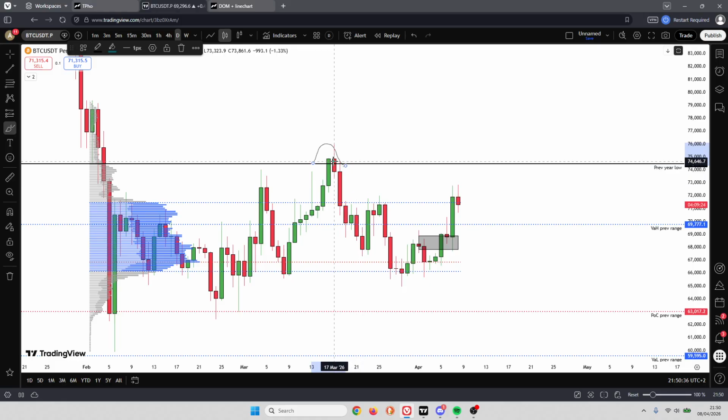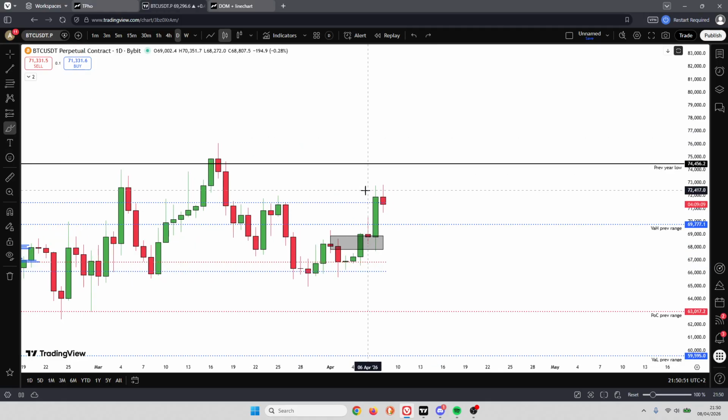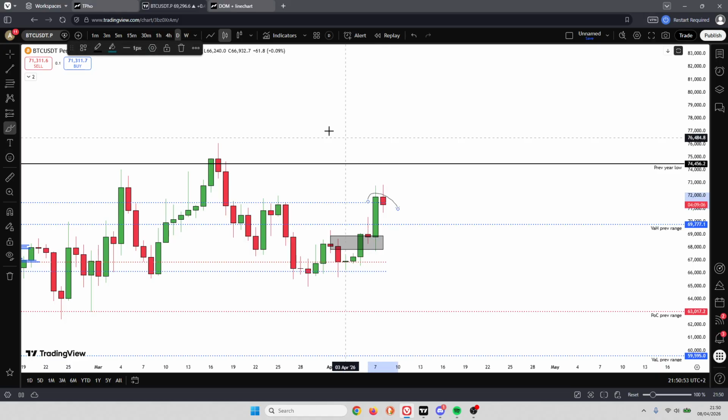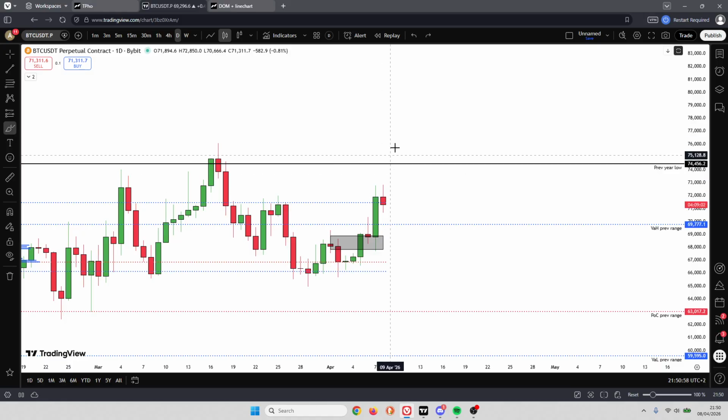This was what gave us the initial rejection where price looked like it broke up, but it rejected at that previous year high. Ran back into the value area low. From here, we established this low. So now the current point to look at is quite simple. This value area high. If this value area high gets broken, we should shoot straight into this previous year low again.